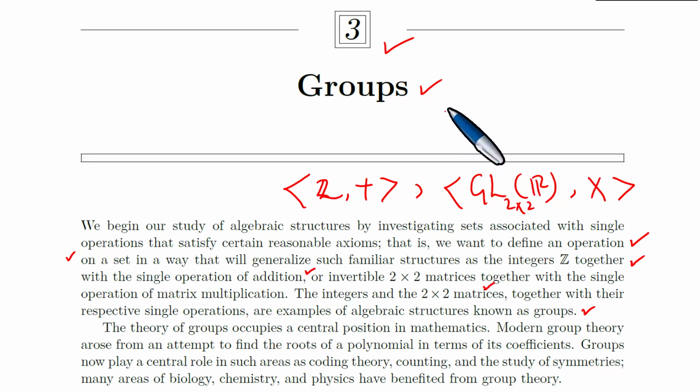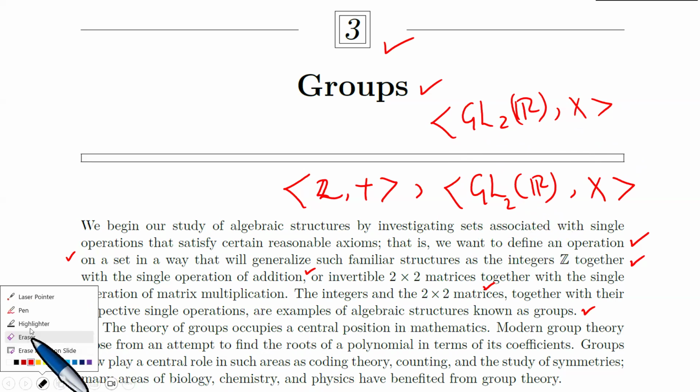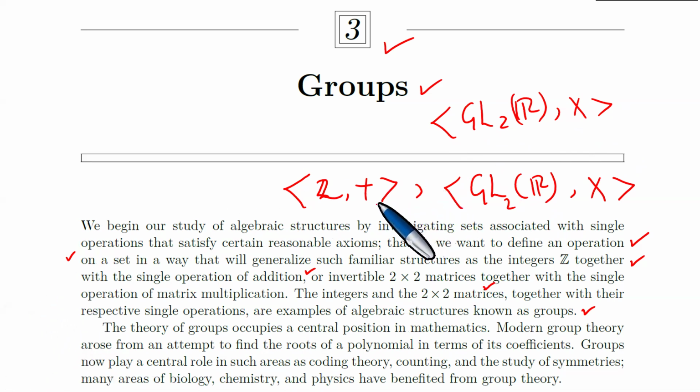In which case you can look at GL2, because already it's square matrices, GL2 with multiplication there. Obviously, we shall be coming across the notations as we go along. But so far, the author of the book is really saying, let us take note of the group of integers with the operation of addition, but also the 2x2 matrices with the operation of multiplication. Next, the theory of groups occupies a central position in mathematics.